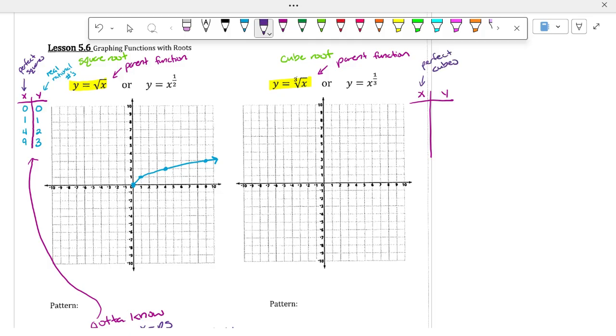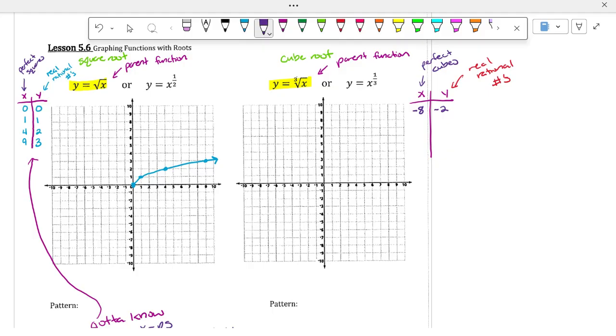Now, what is true about cube roots that's not true about square roots? So in square roots, we couldn't have negative numbers as x values, but can we have negative numbers in cube roots? Yes. If you take the cube root of a negative, you still get a real number. It's just a negative number. So I'm going to start us off. I'm going to do negative 8 first. What's the cube root of negative 8? Negative 2. All right. So our y values are still real, rational numbers.